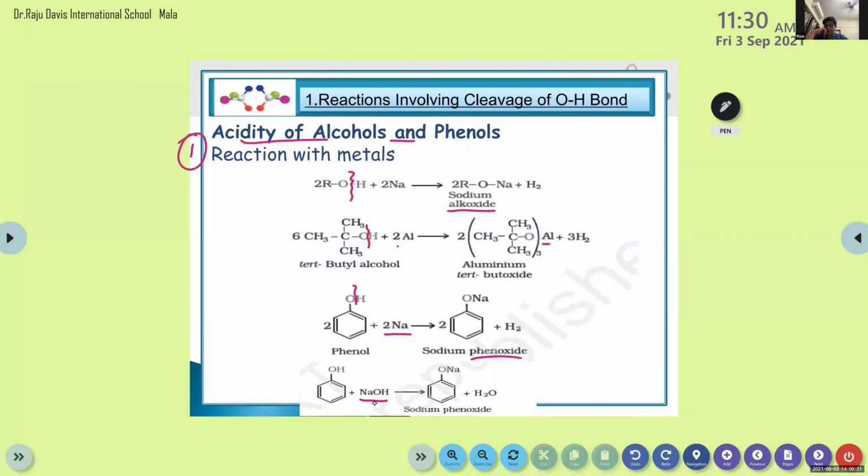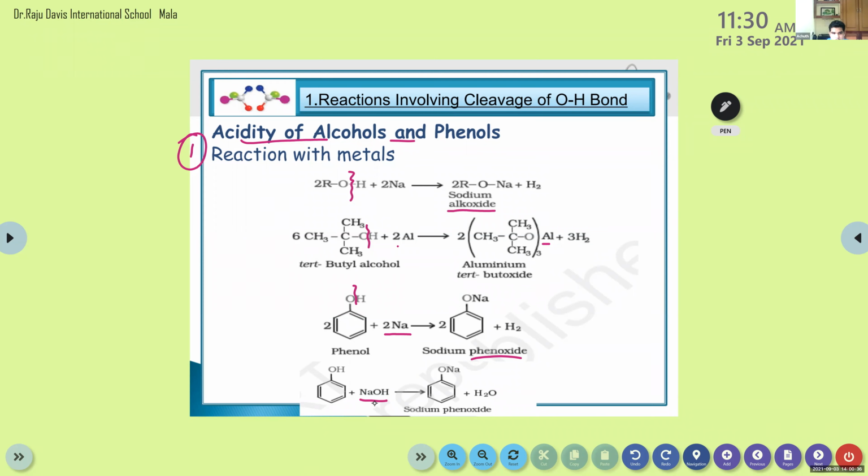Okay. So that's about the reaction of alcohols and phenols with metals. Only you have to remember the cleavage of the OH bond occurs when alcohol acts as a nucleophile. That's it.